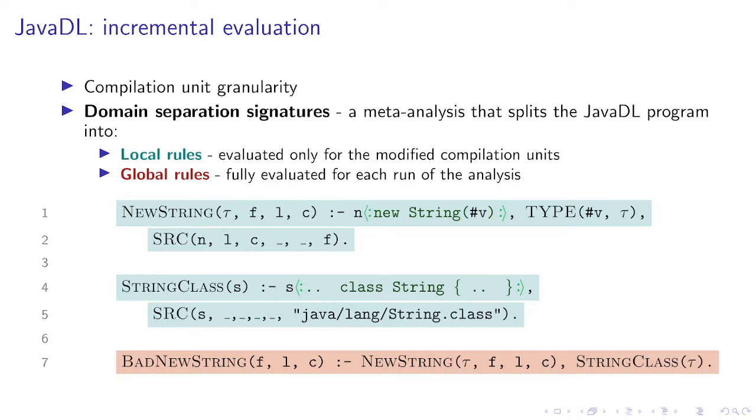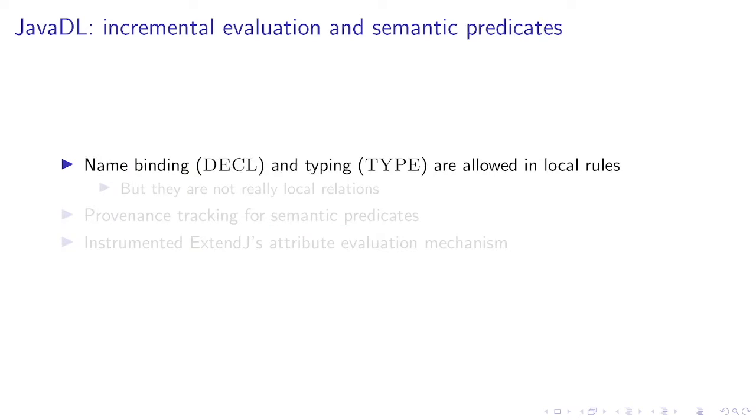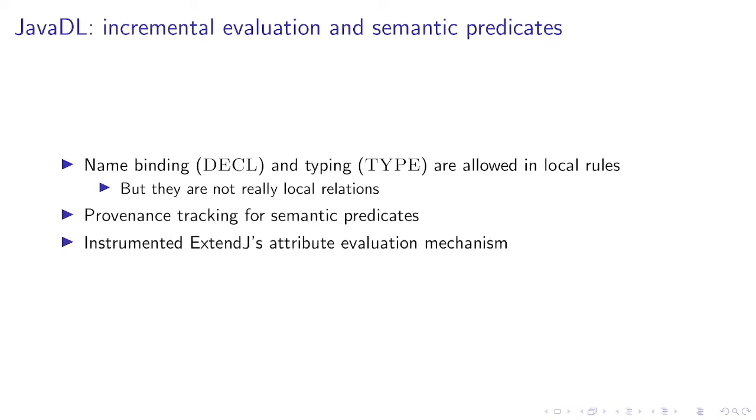The key idea is that the local rules are evaluated only for modified compilation units, while the global rules need to be evaluated for each run. You may have noticed on the previous slide that the type predicate is used in a local rule. But name binding and typing are not really local relations. To allow these predicates in local rules, which is critical to performance, we implemented a provenance tracking mechanism for semantic predicates by instrumenting extend-j's attribute evaluation. This was facilitated by the fact that extend-j is a compiler defined using attribute grammars.